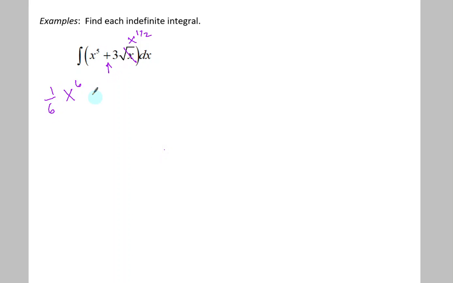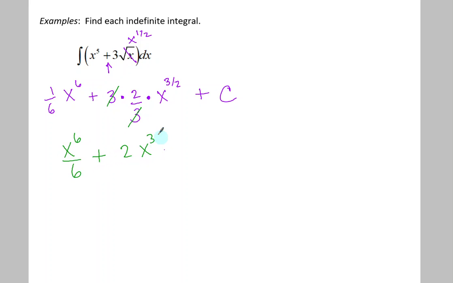exponent, 1/6. Plus 3 is a constant multiple, so it's going to hang out and multiply the antiderivative of x to the 1/2. Adding 1 to the exponent is 3/2, and notice I left room because I'm going to multiply by the reciprocal of the new exponent, 2/3. Of course, I need a constant of integration, plus c, just like I do for any antiderivative. Then I can simplify and rewrite it a little bit neater. So x to the 6th over 6 plus 2x to the 3/2 plus c is a very good answer.